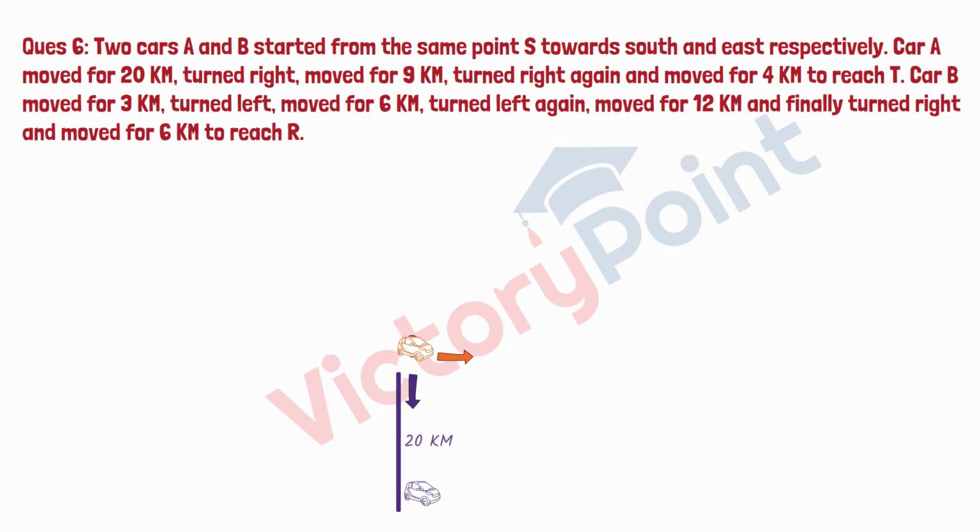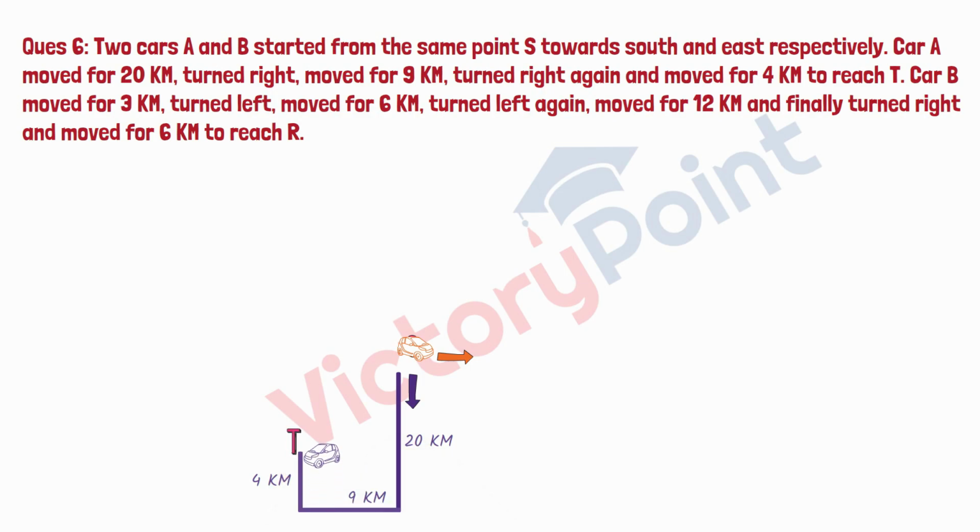Now the right is not in the direction of the person solving the question, it is in the direction of the object or person in the question. Now since car A is moving south, we'll take right from there. And right from the south direction we'll go 9 kilometers. Again right and move for 4 kilometers. Now this point is point T.